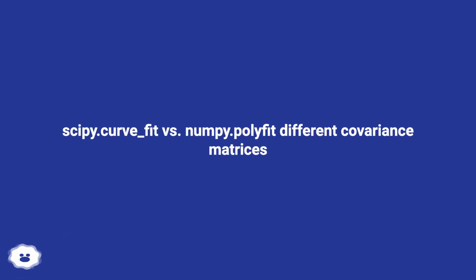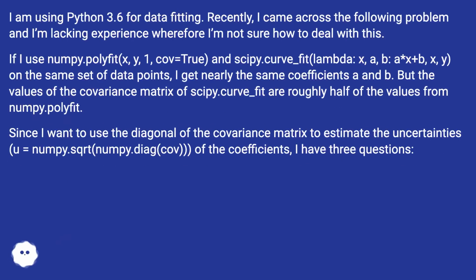scipy.curve_fit versus numpy.polyfit: different covariance matrices. I am using Python 3.6 for data fitting. Recently, I came across the following problem and I'm lacking experience, wherefore I'm not sure how to deal with this.